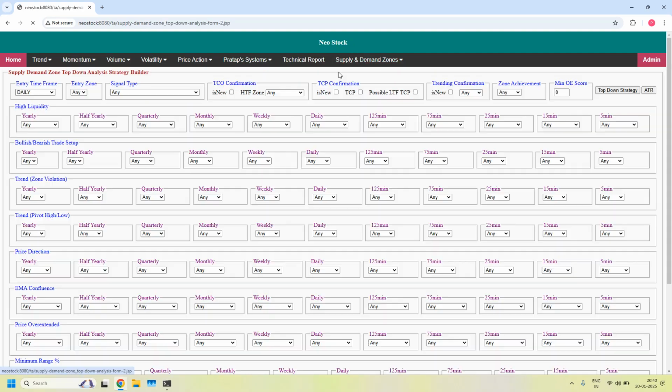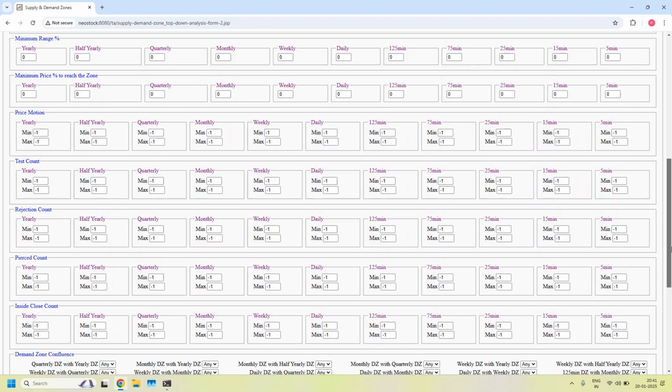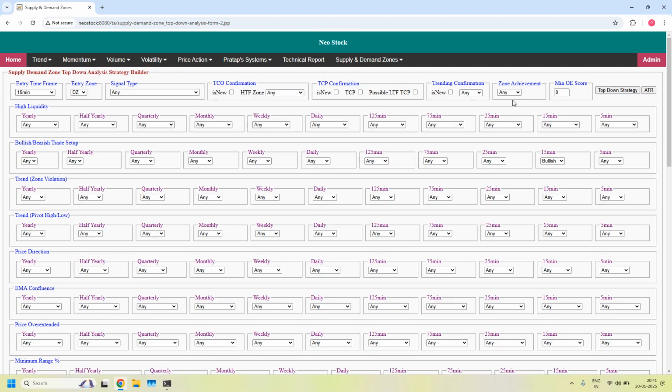Next, daily income trade, bullish trade setup, entry time frame 15 minutes, entry zone, demand zone. In bullish or bearish trade setup at 15 minutes time frame, I am selecting bullish, and the 15 minutes demand zone should not be pierced. So in the pierced count parameter at 15 minutes time frame, I am setting minimum value 0, maximum value 0. Zone achievement violated opposing zone, minimum odd enhancer score 12. All 3 filters are applied to the 15 minutes demand zone.